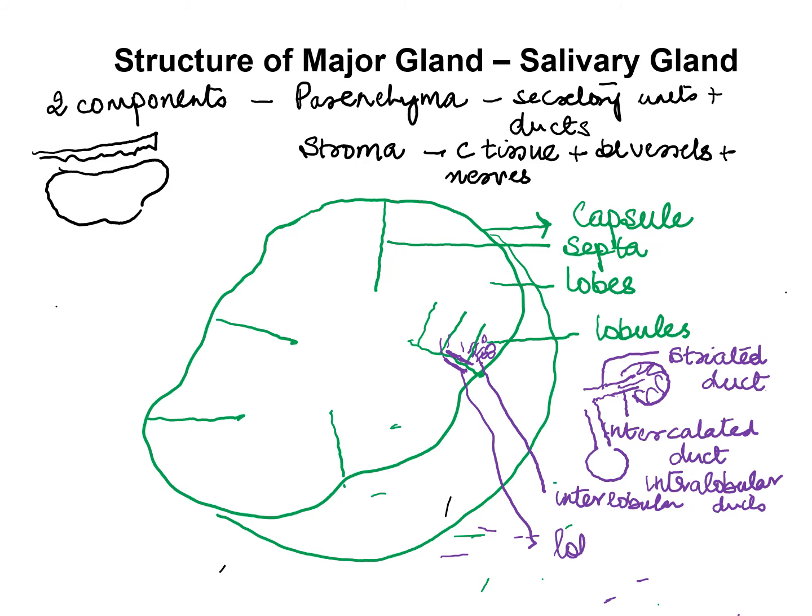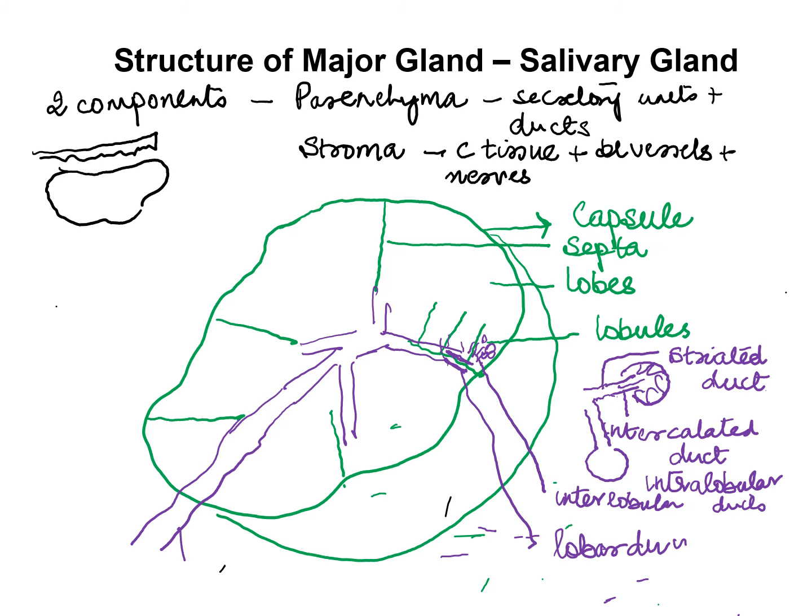lobar ducts. And these lobar ducts would join together to form the main duct. So from the acinus, which is present out here, starts the intercalated duct and it leads into a striated duct, or the intercalated ducts would join together to form the striated duct.